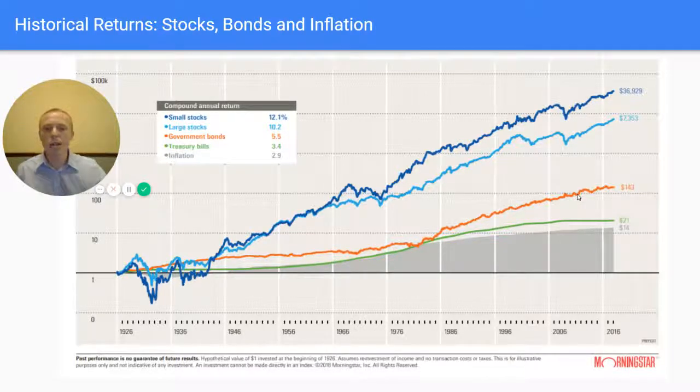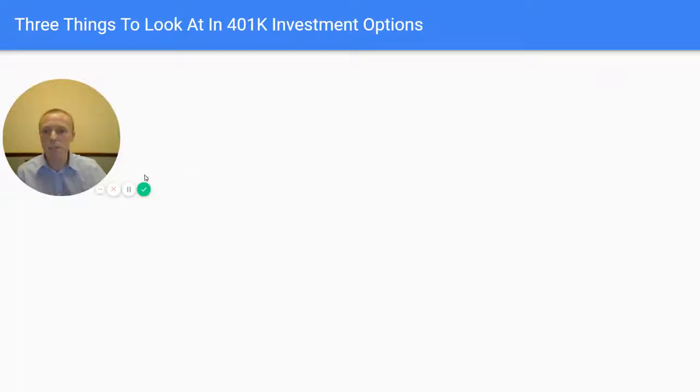So bonds, you're going to have less volatility. You're going to have less of those 40% drops, but look at the returns on bonds. Bonds barely got half of the returns that stocks did. So that's something to keep in mind. Stocks are generally going to have a better return, but they're going to have much more volatility. So that's something to keep in mind when you're making your investment choices.